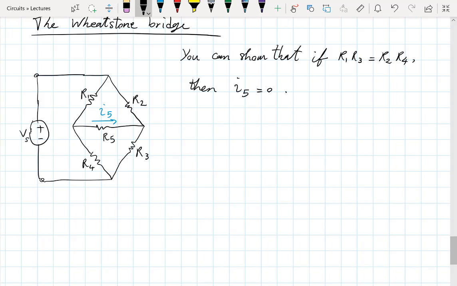So this is a very handy result. If the product of R1 and R3 equals that of R2 and R4, so these are opposing resistors in this circuit, if the product of those are equal, then it's as if the middle branch, that R5, that creates the complications, it's as if that is disconnected. There's no current going through it. Equivalently, there is no voltage drop across it. So the two nodes on the two sides of R5 basically have the same voltage.